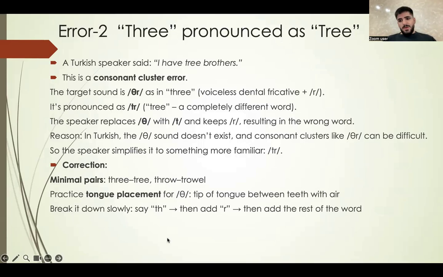But for better pronunciation or to avoid such mispronunciation, it's better to use minimal pairs, as I mentioned previously. Three, tree; throw, trowel. Exactly the same word, but the first sound is different, and the rest is kind of the same. Those really help. Practice tongue placement, as I mentioned: the tip of the tongue between the teeth with the air. Break it down slowly. For example, say th, then add r, thr, then add the rest of the word, like three.